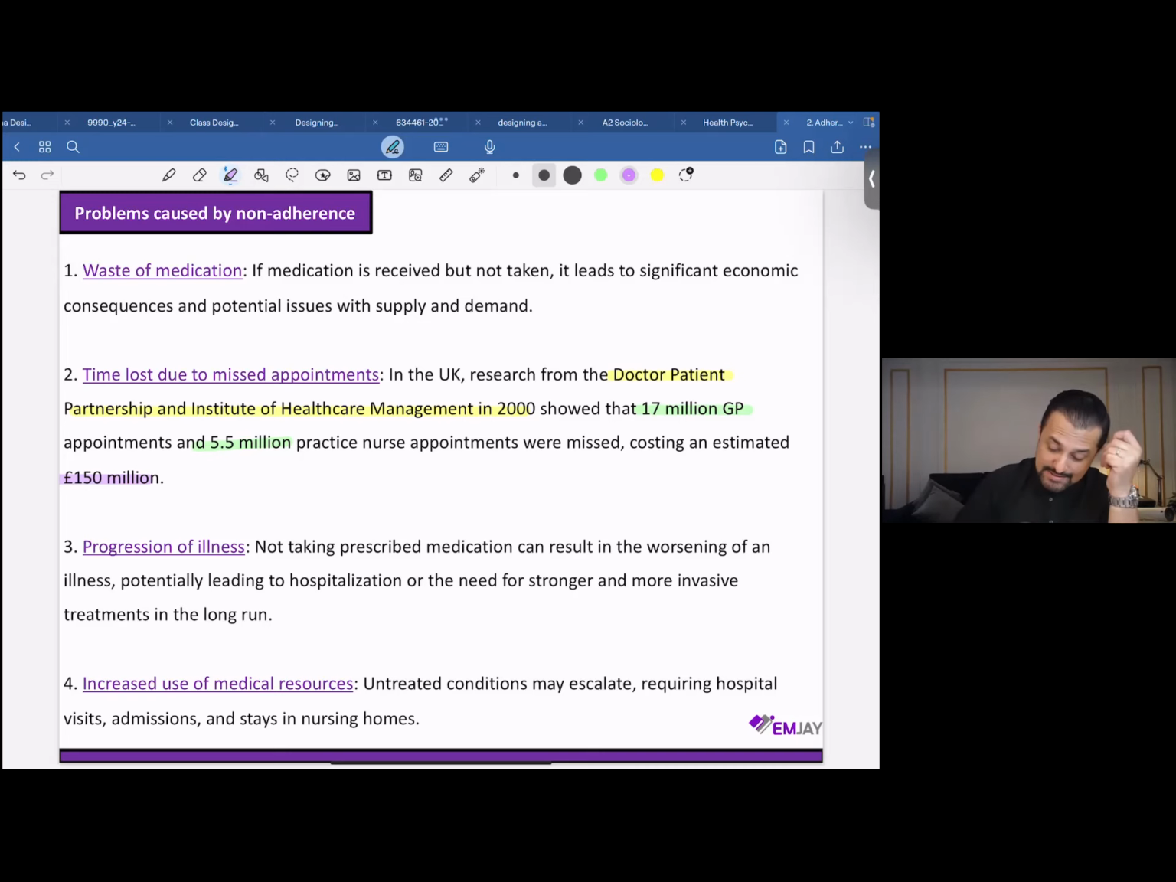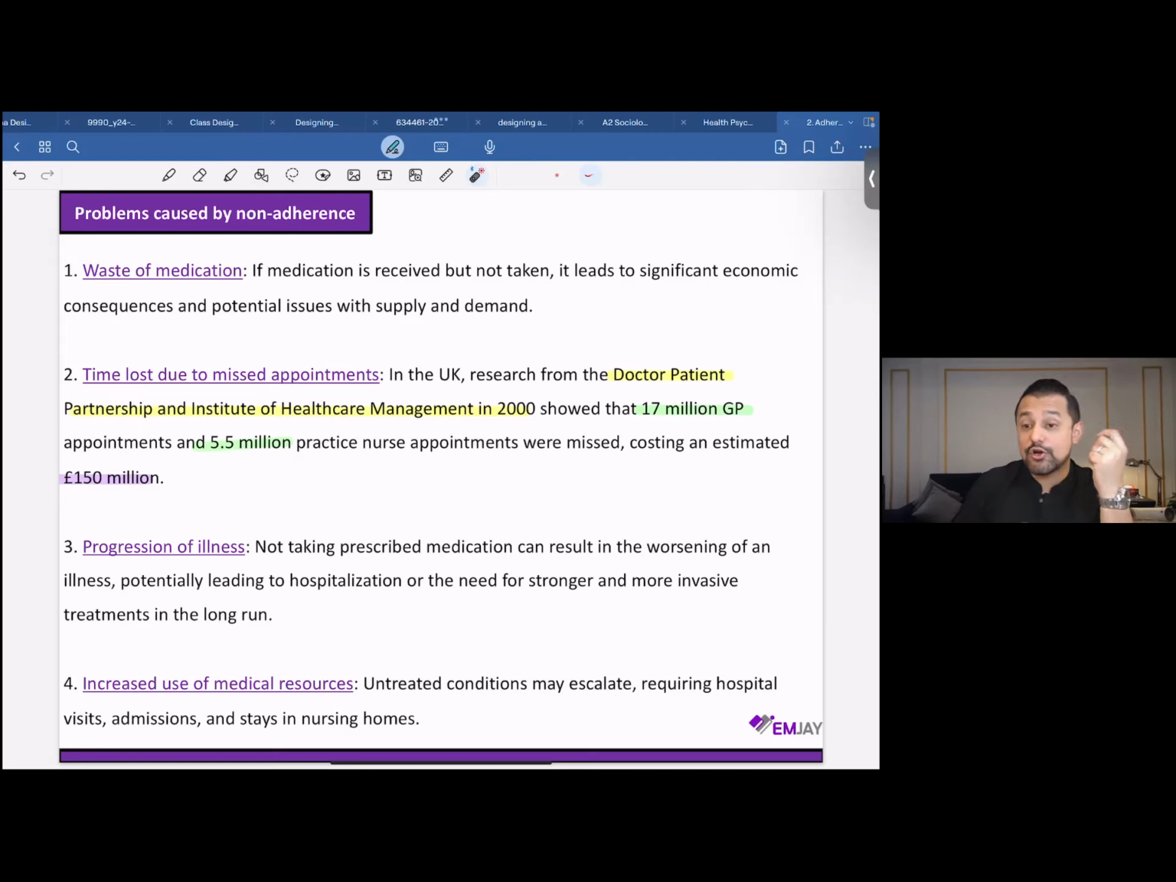So, taking this ahead, according to the research from the Doctor Patient Partnership and Institute of Healthcare Management in 2000, this showed that 17 million general practitioner appointments and 5.5 million practice nurse appointments were missed. And this had a cost to it that is 150 million pounds.